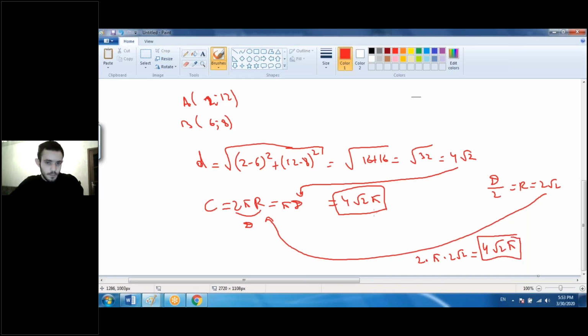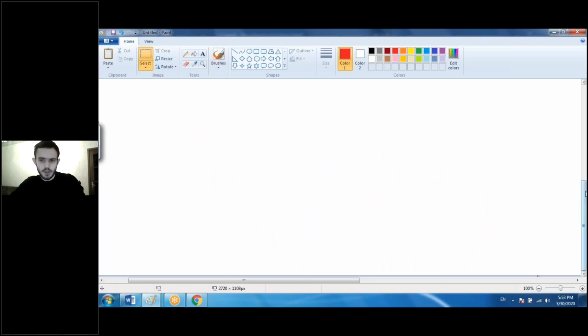So you have to know these formulas also of circumference and area of the circle. Area of the circle is pi r squared. So if they ask you about the area, you will just substitute radius here, or use the formula pi, diameter squared divided by 4. It depends on your decision. So this one is not that hard.